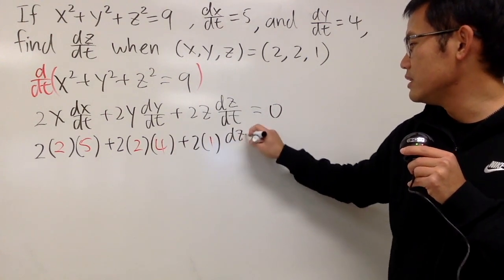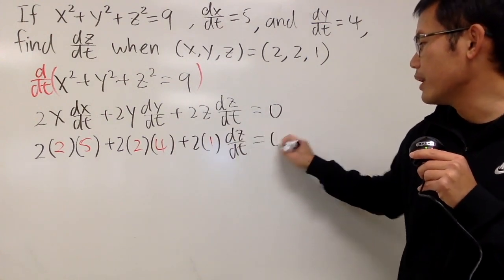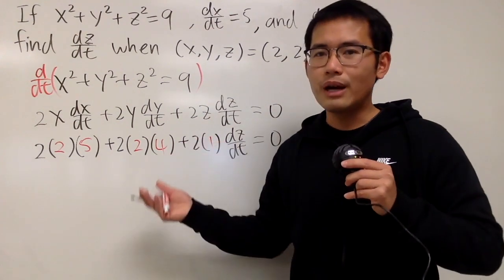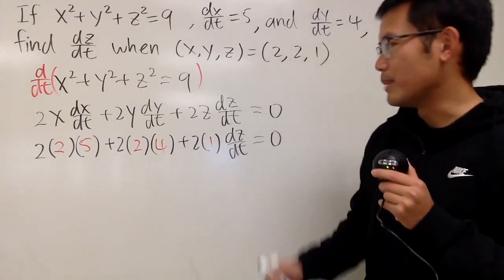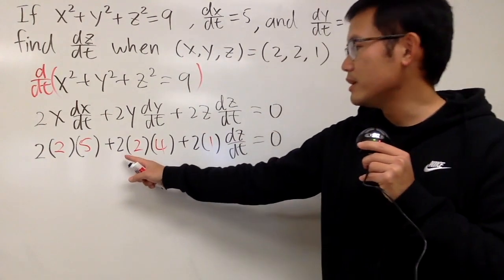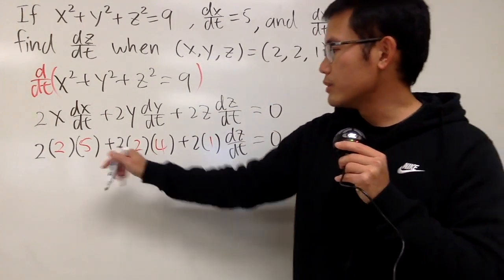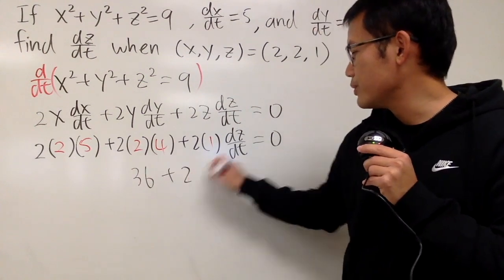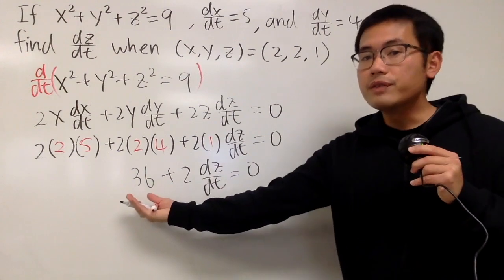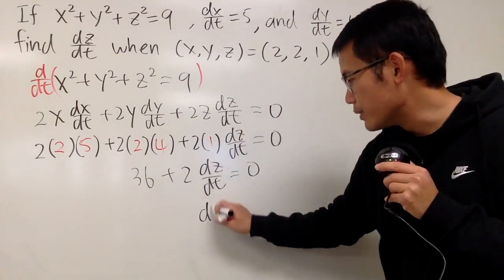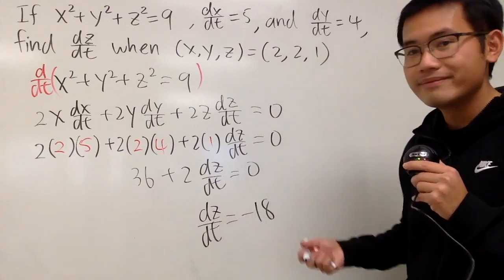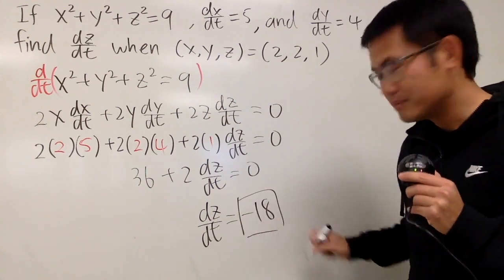So we have dz/dt, which we don't know the value of, and we're just trying to figure this out. And of course, if you notice, we could have divided everybody by 2, but it shouldn't be too bad. Anyway, let's do this in your head. This right here is going to be 20, and this right here is going to be 16, so this is going to be 36, and then plus 2 dz/dt is equal to 0. Move the 36 to the other side, divide both sides by 2, then we get dz/dt is equal to negative 18. So this right here is it.